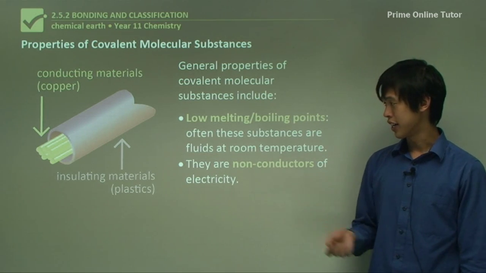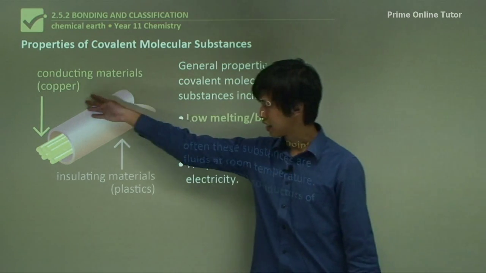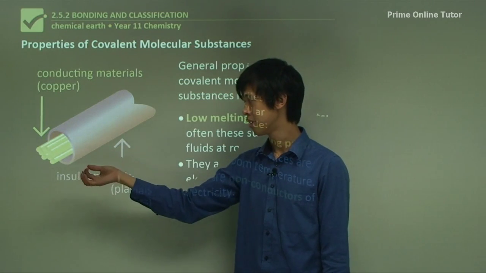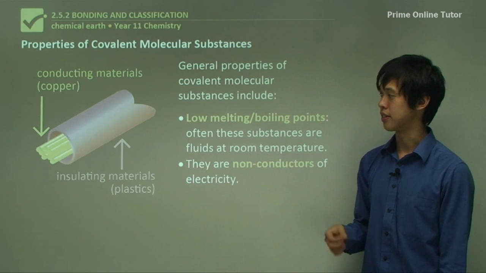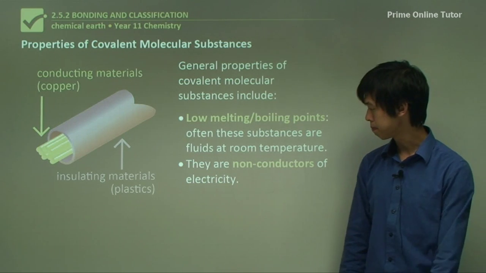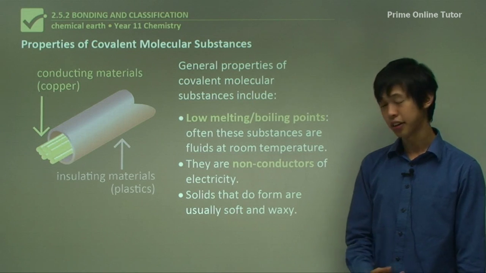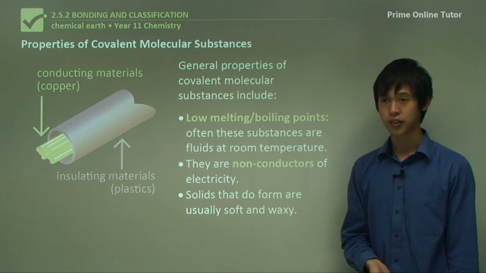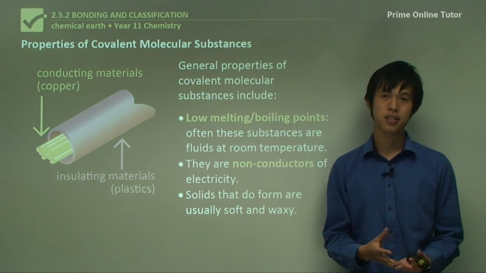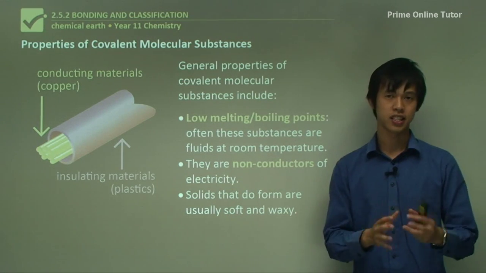They're often non-conductors of electricity. So here you see that on the outside you've got a covalent molecular substance, and on the inside you've got a metal. And the covalent molecular substance is an insulator, so it stops electricity from getting out and shocking you. Now solids that do form are usually soft and waxy. So wax, for instance, is a covalent molecular substance, and they're often soft, easy and very pliable.